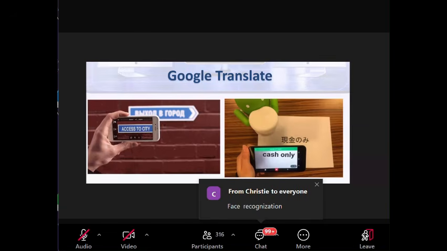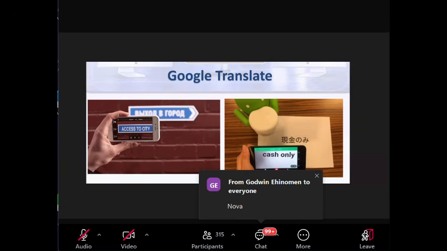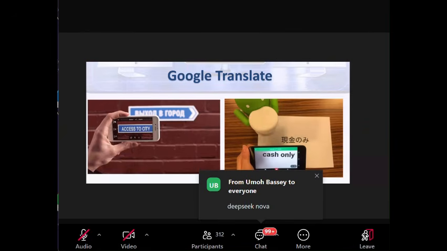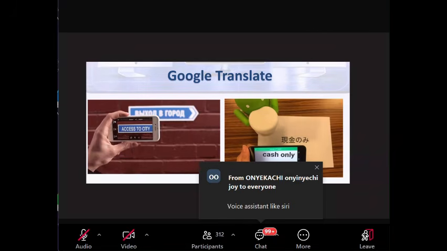ChatGPT, Claude, exactly. Gemini, exactly. DeepSeek, the Chinese one, yes. Voice assistant Gemini, very good. Now, Copilot, thank you. So all these tools, they are deep learning. They use deep learning, machine learning algorithms to build all these things. So deep learning is a type of artificial intelligence that uses, that's from Hassan, multi-layered neural networks to learn complex patterns from large amounts of data and make predictions or decisions.